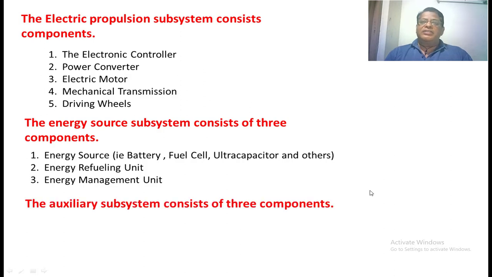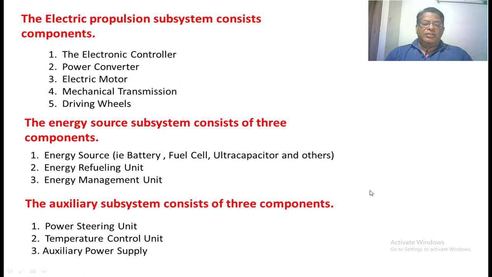The auxiliary subsystem consists of three components. One is the power steering unit. Second one is the temperature control unit. Third one is the auxiliary power supply.